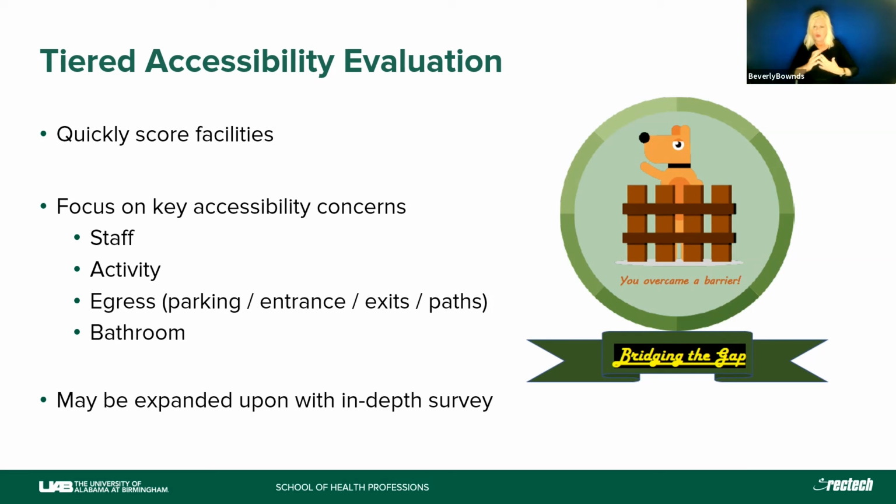Staff is the most important thing. Then, is there really an adapted or inclusive activity offered? Then the egress: are the parking, entrance, and pathways clear enough for me to go and participate? And the last is restrooms.